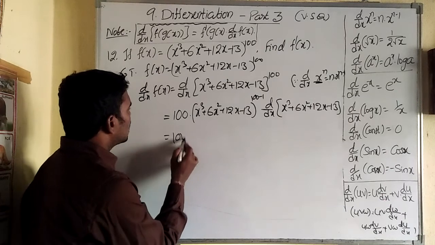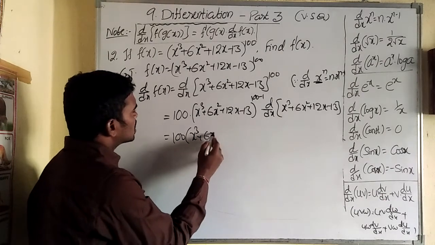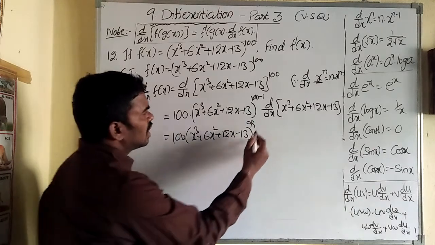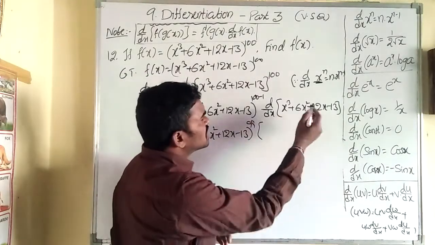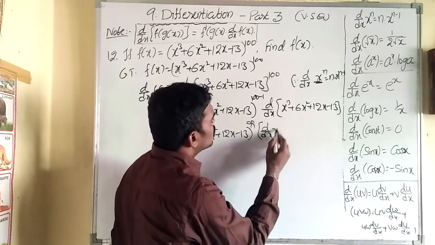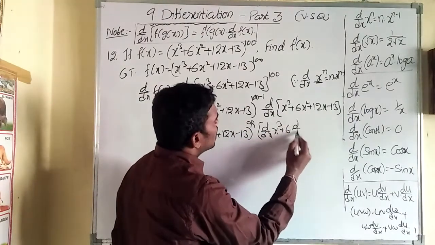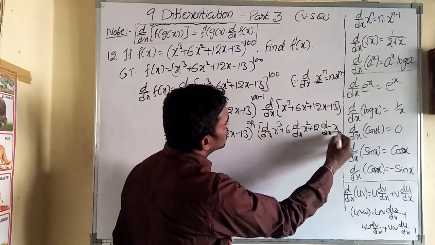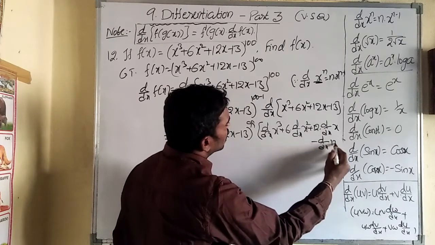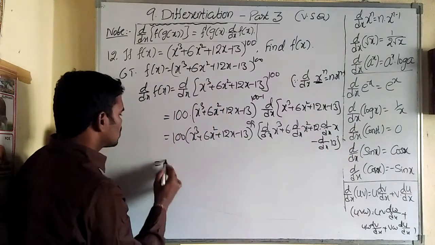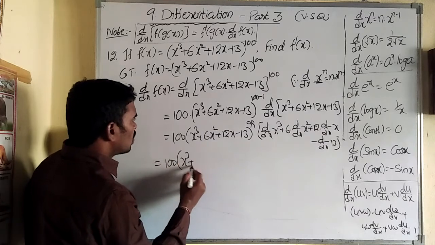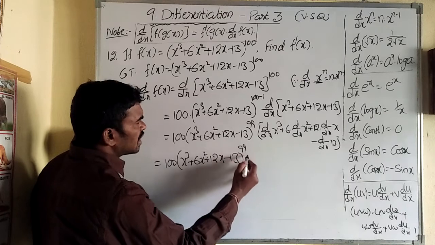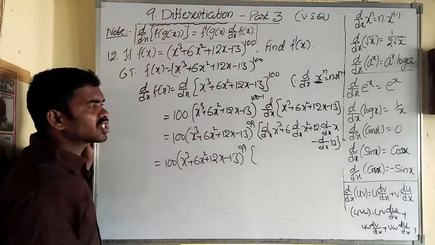So this is equal to 100 into x cube plus 6x square plus 12x minus 13 whole power 99. Keep it. And here split the derivative to each and every term: d by dx of x cube plus 6 into d by dx of x square plus 12 into d by dx of x minus d by dx of 13. So this is equal to 100 into x cube plus 6x square plus 12x minus 13 whole power 99 into d by dx of x cube, the derivative.